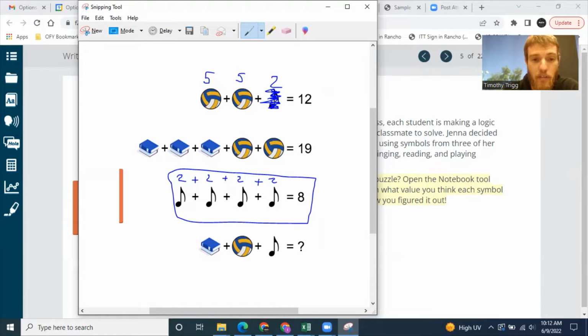Now that we know the value of the volleyballs, we can replace these 2 volleyballs with 5. So using substitution, again, we could use substitution to replace a variable with a value that we know that it equals. So in this case, we know the volleyball variable equals 5. So I could replace each of those volleyballs with 5. So here we have a book plus a book plus a book plus 10, essentially, equals 19. So that means each of these books is 3, right? Because 3 plus 3 plus 3 plus 10 is 19.